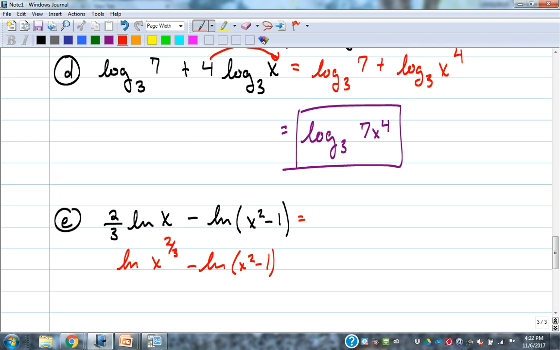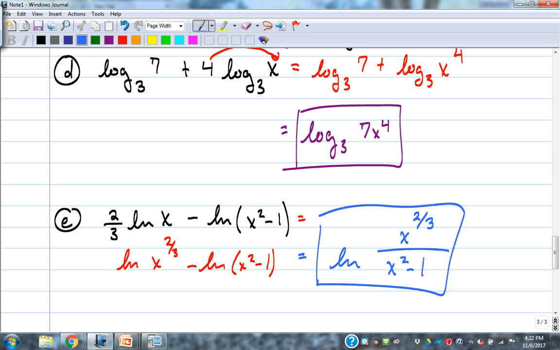It's dividing because it's subtraction, right? Subtraction turns into division. So we're going to have natural log. What goes on top? Yeah, the one that's in front goes on top. And on the bottom, we got x squared minus 1.